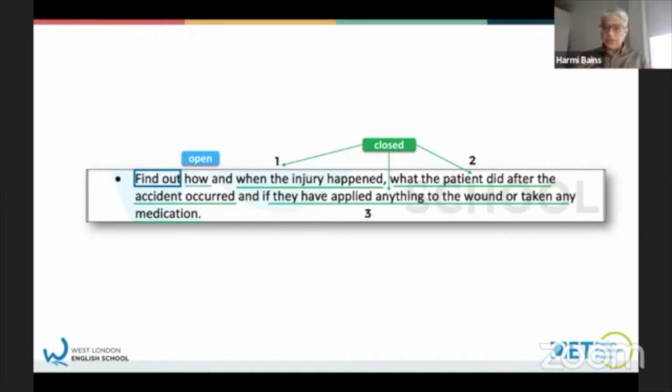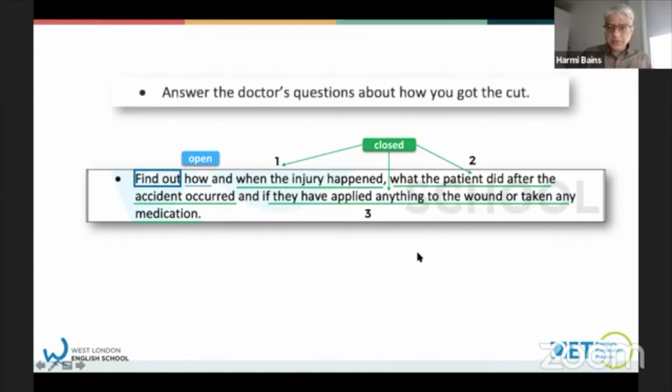So like I said, during the 3 minutes preparation time, use it wisely, really analyze each task. Here, you've got to find out 4 things. I underline and I write numbers. I can see my first question will be an open question, and the other 3 are all specific. They're all asking for certain things. That's what I'm going to do with my card. On the interlocutor's card, it says, answer the doctor's questions about how you got the cut. Of course, you don't get to see that, but you can see how the tasks go together. They're going to be waiting for you to ask these questions, and they're just going to answer the questions.